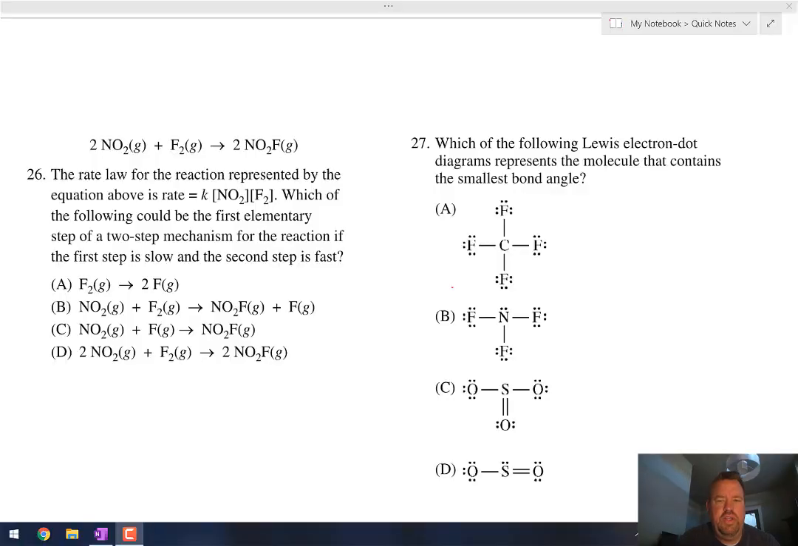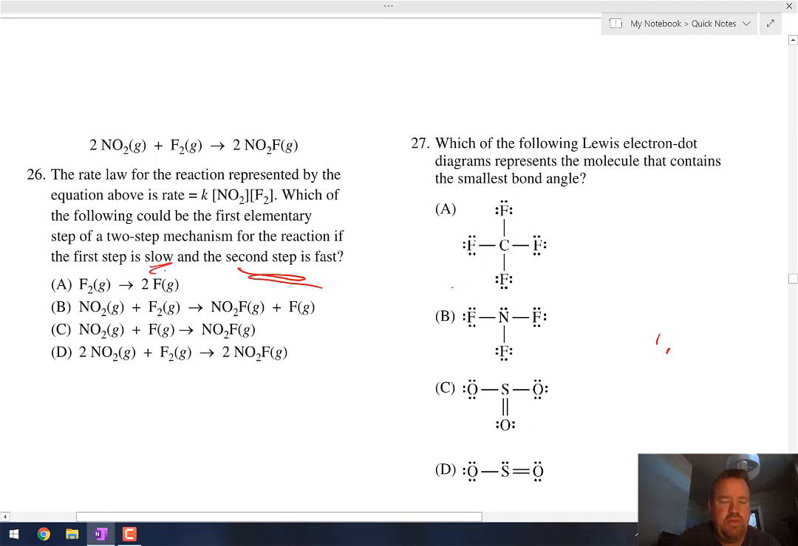Question number 26 says the rate law for the reaction represented by the equation above is rate equals k times [NO2][F2]. You can see that it's first order in NO2, and F2 is also first order. Which of the following could be the first elementary step if it's the slow step and the second step is fast? The fact that the second step is fast has nothing to do with it.